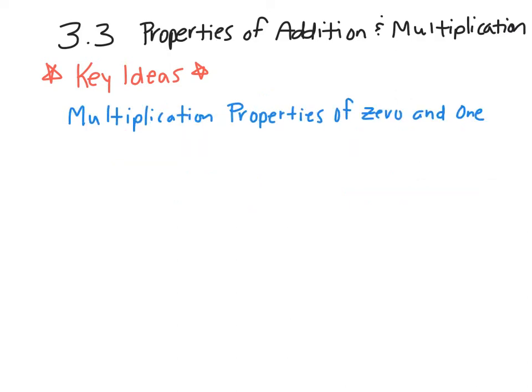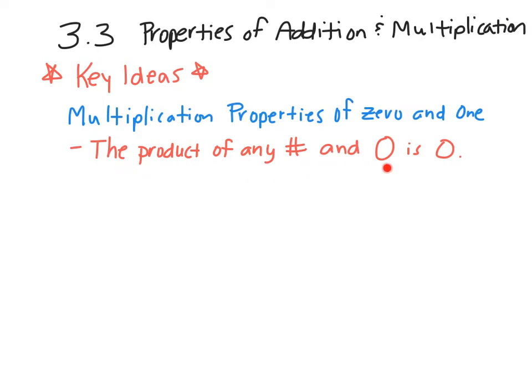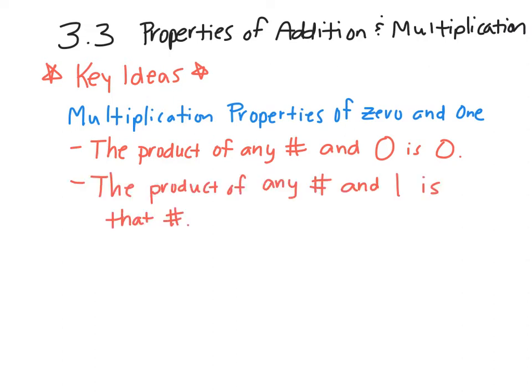The next property is the multiplication properties of 0 and 1. So it's a little bit different. The first part of this property is that the product of any number and 0 is 0. So anything multiplied by 0 is 0. The product of any number and 1 is that number. All of these properties are things that you already know. It's just putting them into play.